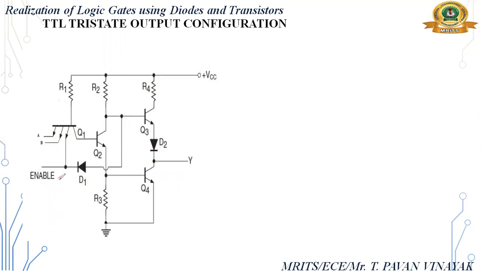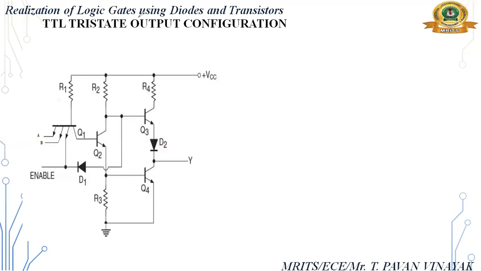Whenever enable is 1, the diode is reverse biased, so the short circuit is removed and there is no path here. So we simply remove this line. If you remove this line, it acts as a normal NAND circuit. It is a two input NAND gate now. If you want a three input NAND gate, draw one more line like this.